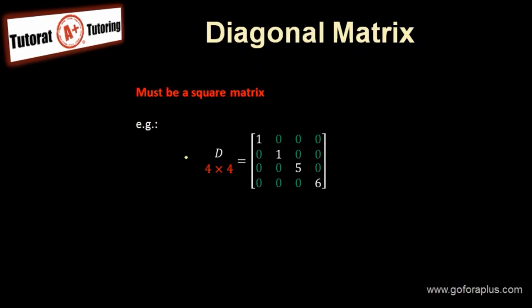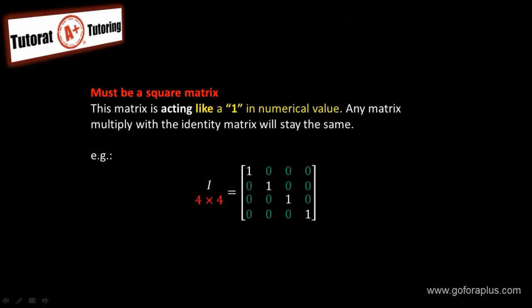So what is a diagonal matrix? Again, it must be a square matrix. In this example, a 4 by 4 diagonal matrix, except for the main diagonal, everything has to be 0. As we can see with the green numbers, all 0. So this is what we call a diagonal matrix.